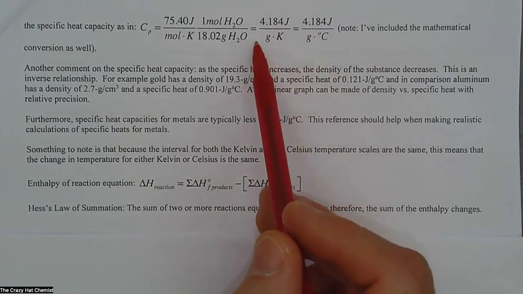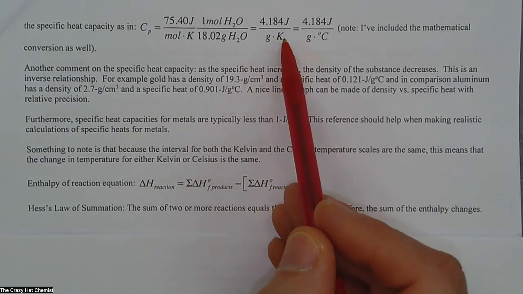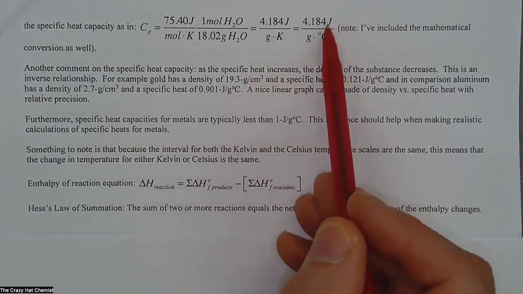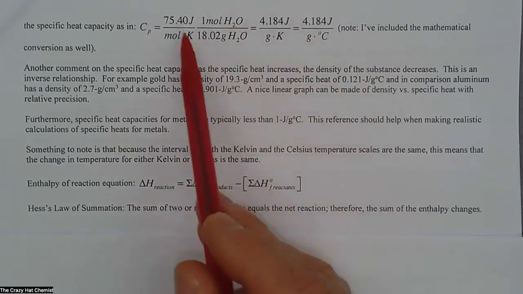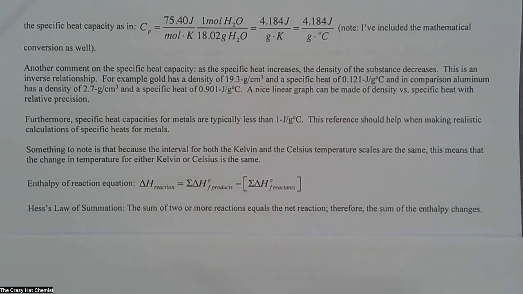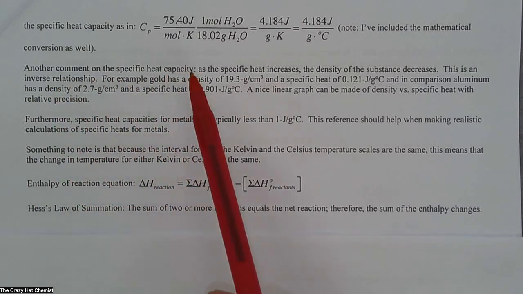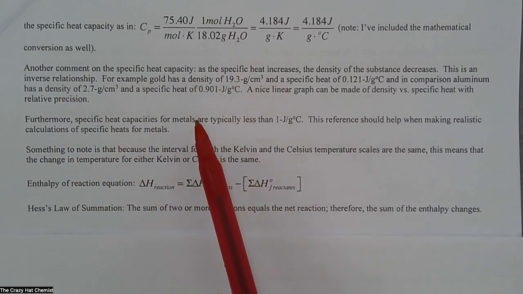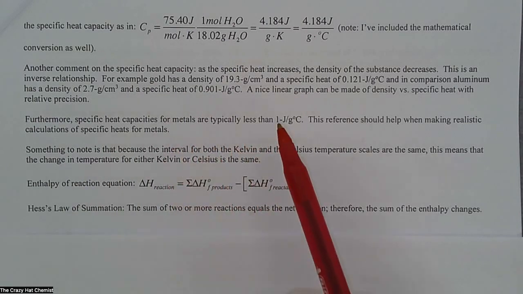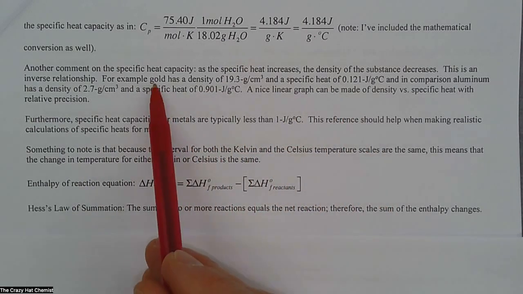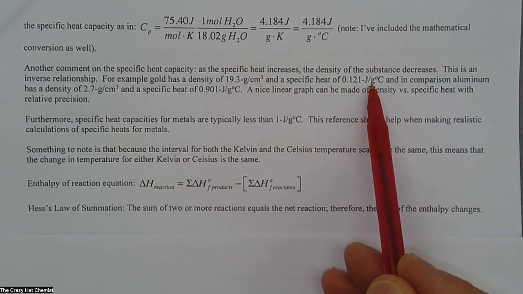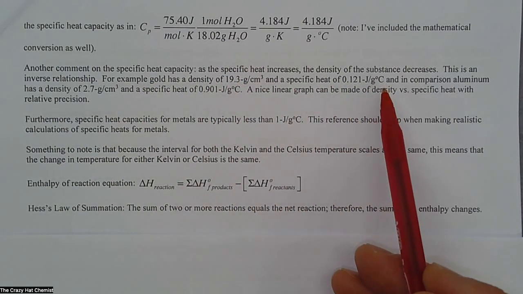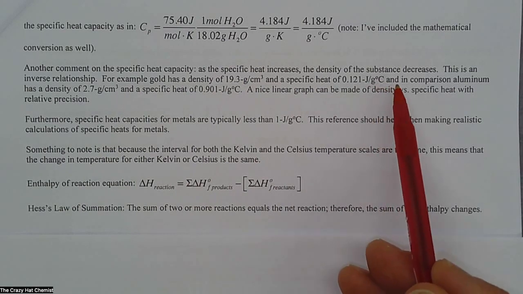So that's why 4.184 joules per gram Kelvin is equal to 4.184 joules per gram degree Celsius. Okay, so that is really important. Another really important concept here is that you must understand that if you have a low specific heat, like gold, which has a very high density and low specific heat, there is an inverse relationship between density and specific heat.